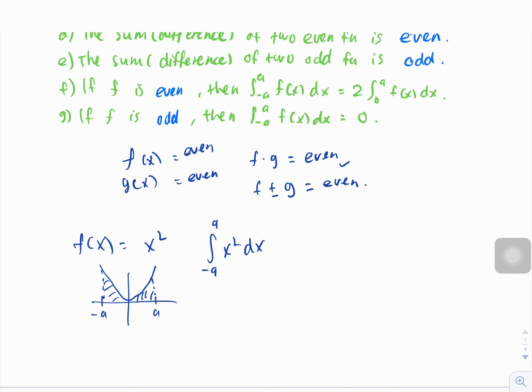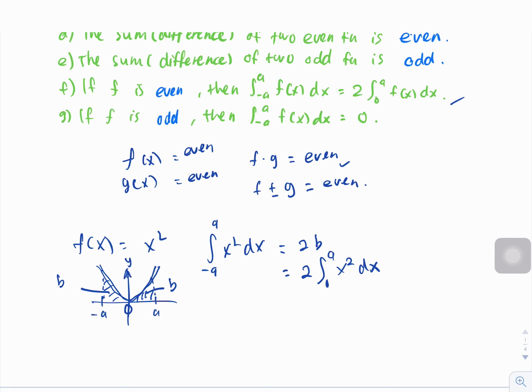So if you can see, since x squared is an even function, we know that it is symmetric about the y-axis. Therefore, if we integrate this function, we will get area, which is, let's say the area here is b and the area here is b. Therefore, we can say that the area is equal to 2b, or we can say that the area is 2 times the integral from 0 until a of x squared dx. Okay, this is what the theorem said.